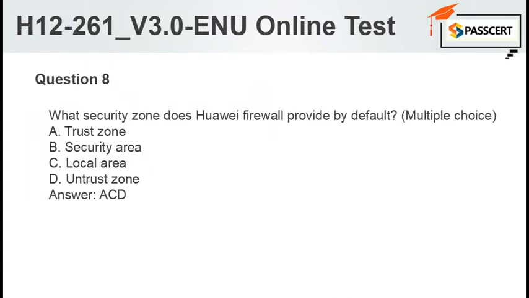Question 8. What security zone does Huawei Firewall provide by default? Multiple choice. A. Trust zone. B. Security area. C. Local area. D. Untrust zone. Answer. ACD.